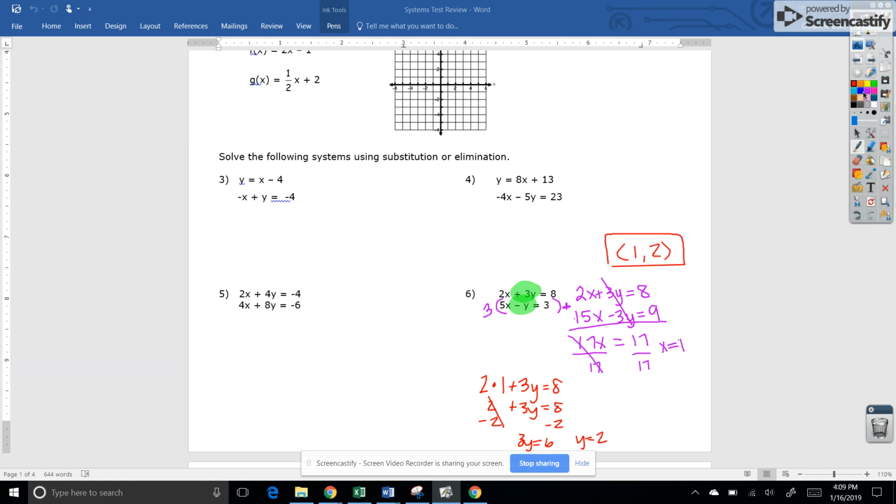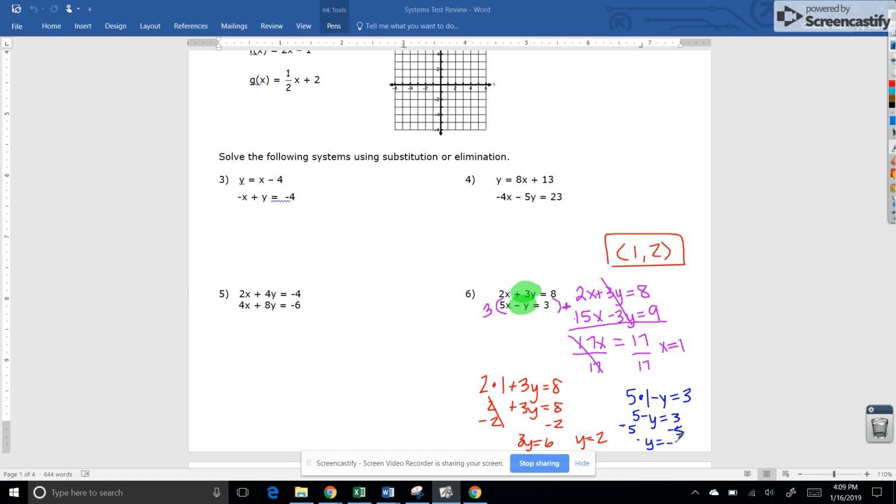Now just to check, just to be sure, I'm going to plug into the other one as well. 5x minus y equals 3. 5 times 1 is 5. Minus 5 on both sides. I get negative y is equal to negative 2. So then I know that y equals 2. Same answer. My y value is 2.